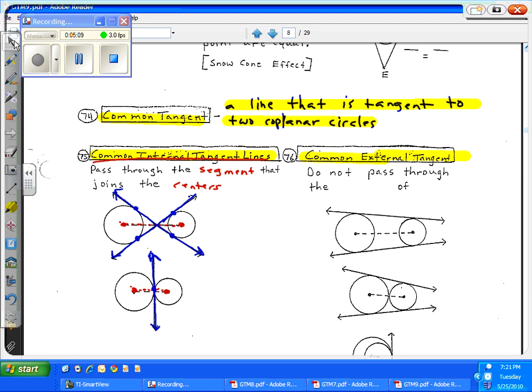Okay? Common external tangent lines are lines that are common tangent lines, being a line that is tangent to two coplanar circles, but it does not pass through the segment that joins the centers. So these both have two common external tangent lines intersecting there at exactly one point. Okay?